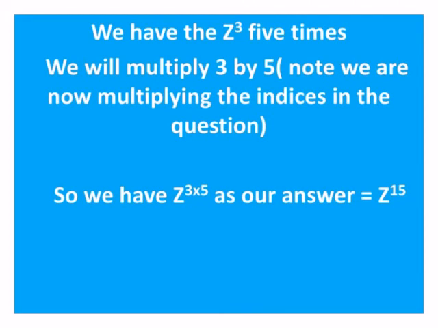We would multiply 3 by 5. Note that we are now multiplying the indices in the question. So we have z raised to the power 3 times 5 as our answer. This will give us z raised to the power 15.